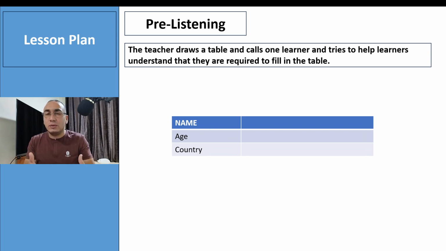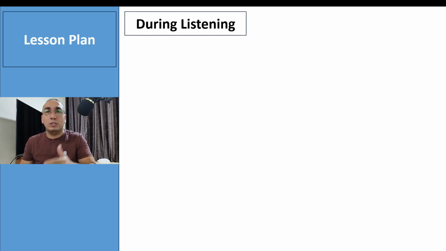You don't even need to explain, just ask one student to come and say, for example, his name, or just try to indicate it. So they write it down, and they write their age and they write the country. So by here you can move to the next stage, which is during listening.